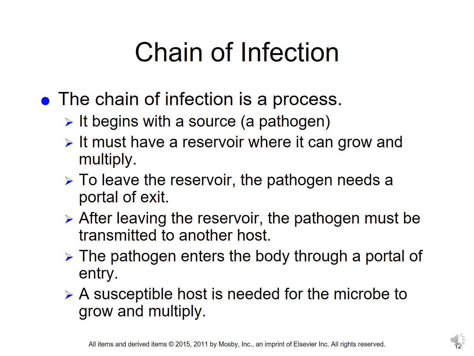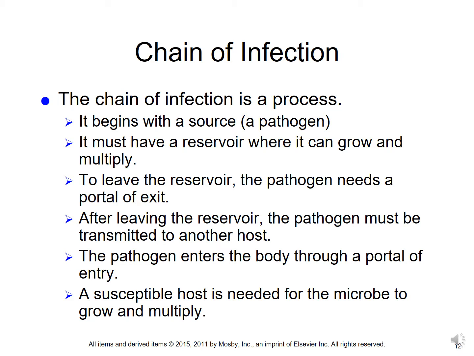Chain of infection. So if we think of the chain as a process, you need all of these links in order to have an actual infection that keeps on going, okay? So first of all, in order to have an infection, we have to have a source. Names for the source may be causative agent or pathogen, but you cannot have an infection without some type of pathogen, something to cause the infection.